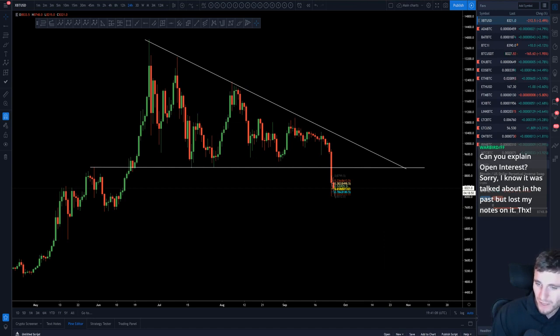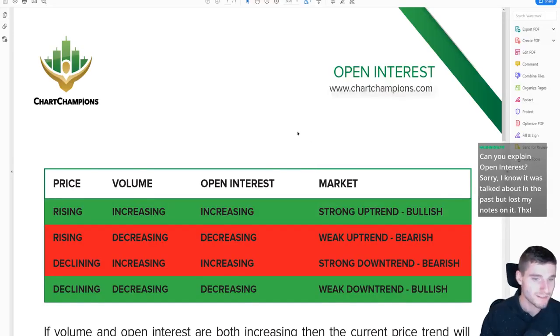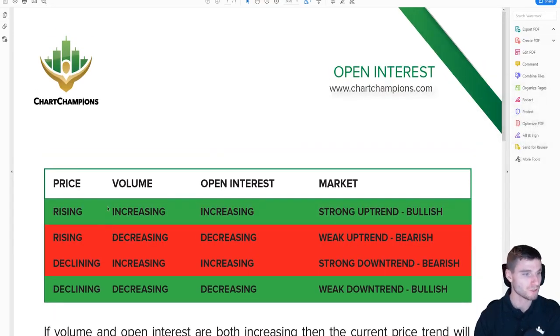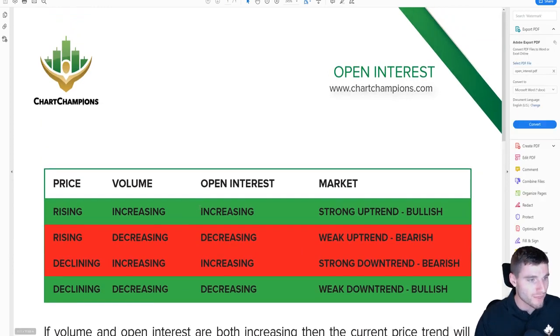Yeah, so I have done a whole cheat sheet on open interest. Where is it? I made this. Basically, what you're looking at, you can just get ideas of whether open interest is moving up. So basically make a print screen of this. This is like a cheat sheet for it.